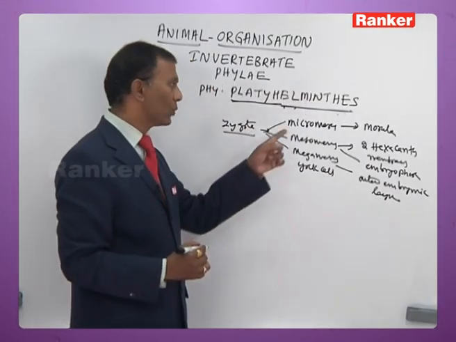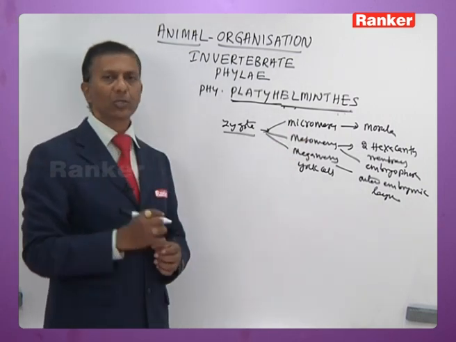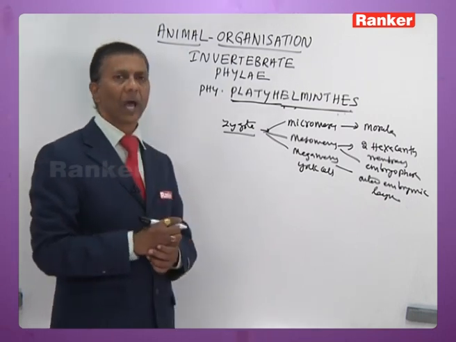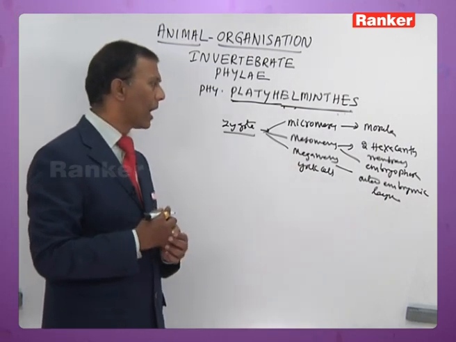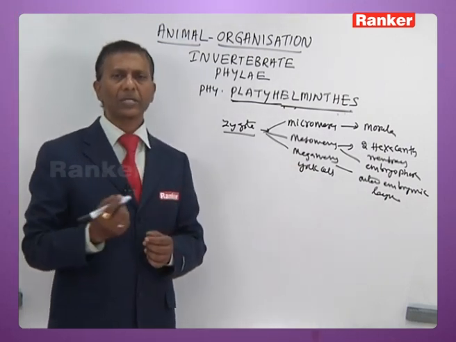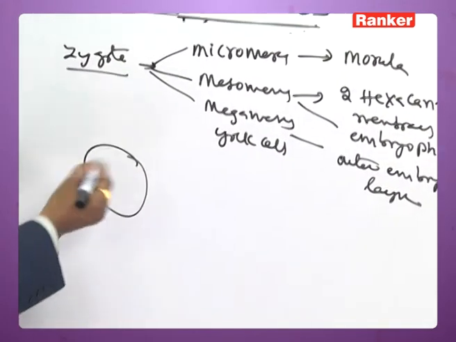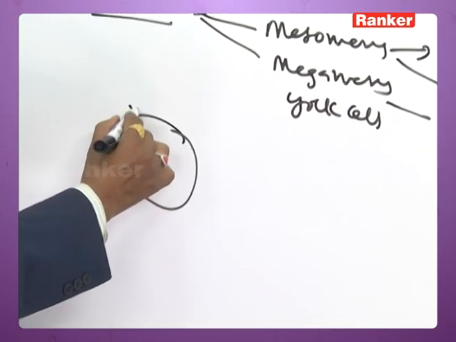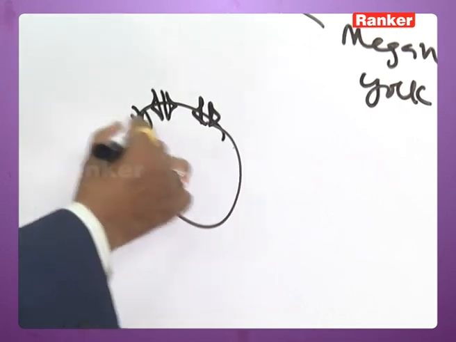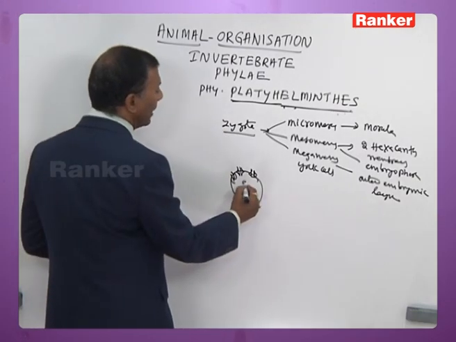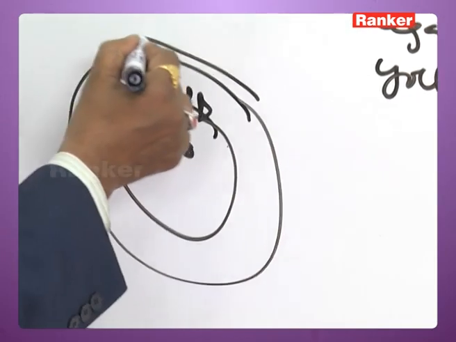Zygote undergoes cleavage to form micromeres, which give rise to the embryo proper, the morula. The mesomeres give rise to two hexacanth membranes and an embryophore or secondary eggshell. The megameres and the yolk cells put together form the outer embryonic layer that nourishes the developing zygote. So it is the morula that transforms to the embryo. It is provided with 3 pairs of hooks and a pair of penetration glands. Then it is surrounded by 2 hexacanth membranes.